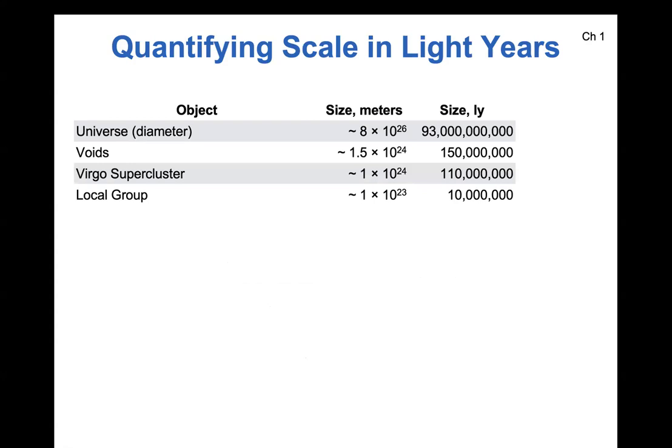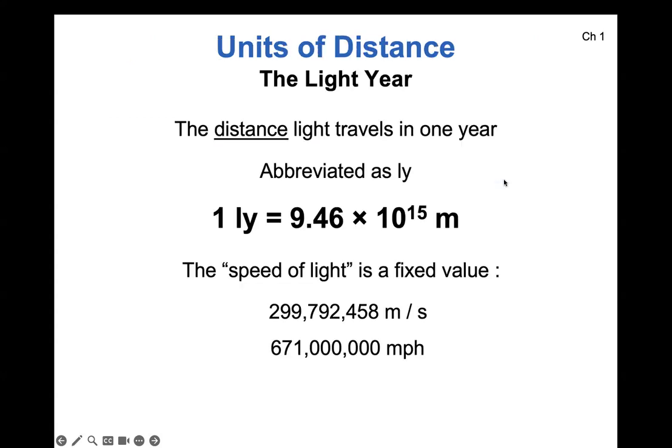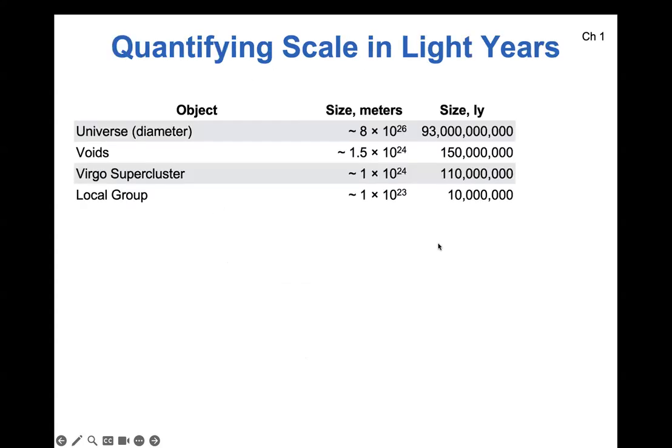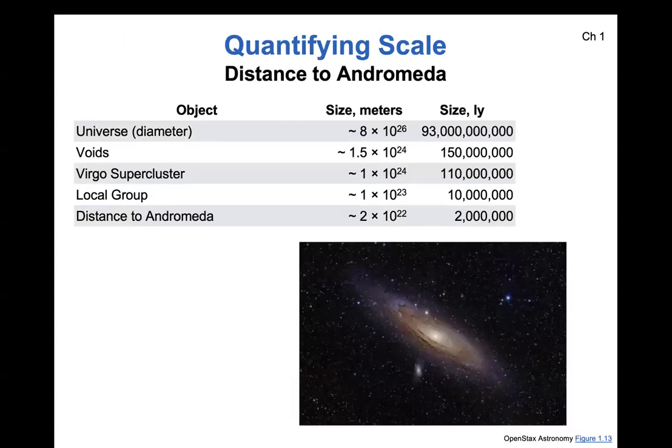All right, so that's how we get all of these sizes over here. So we can convert directly from meters to light years with this conversion. Okay, so this would be a conversion formula, something we could use to convert. All right, so distance to Andromeda, 2 million light years, or 2 times 10 to the 22 meters.